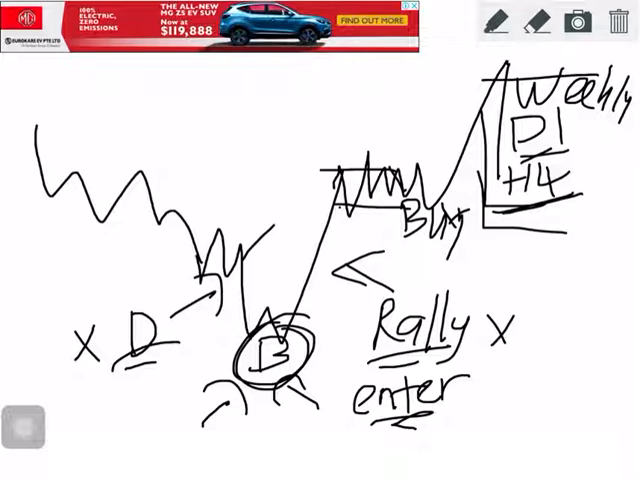And so for the drop base drop and the rally base drop, it always occurs after a price has gone up.